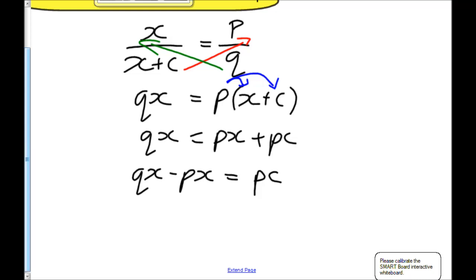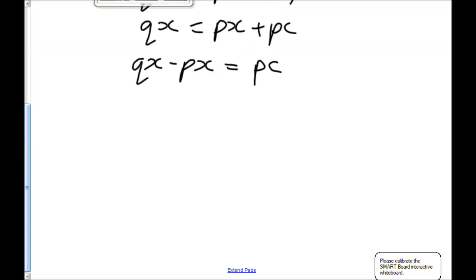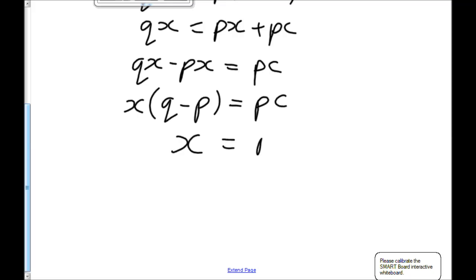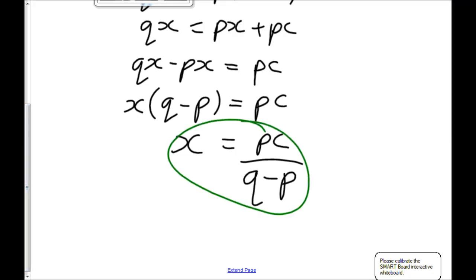Now we've got to try and group those x's together, and the way we can do that is we can take it out as a factor because it's common to both. Pull out an x, and what we're left with is q minus p, and obviously that still equals pc. Then to get x on its own, we can divide by q minus p. So x equals pc over q minus p. If you got to this point here, you got all 4 marks.